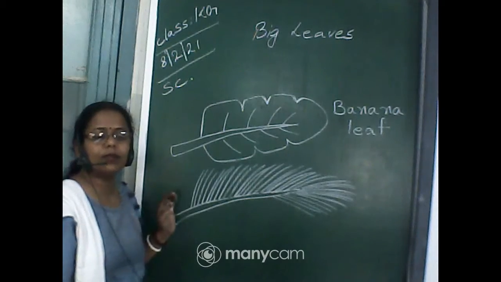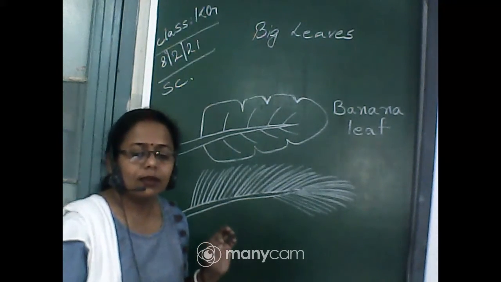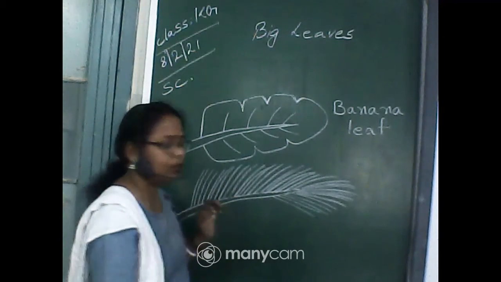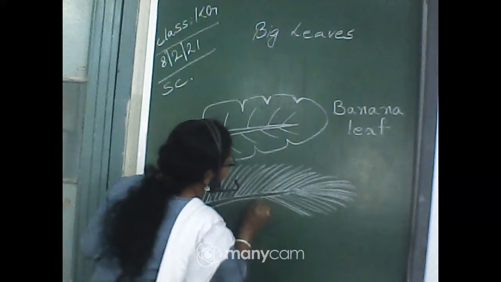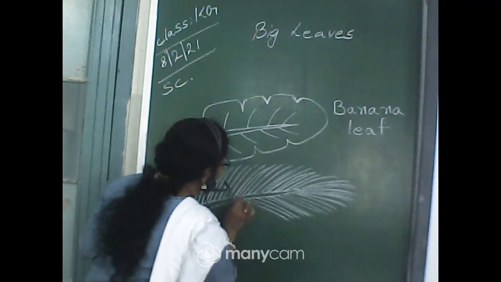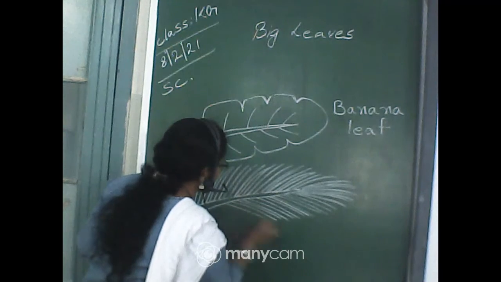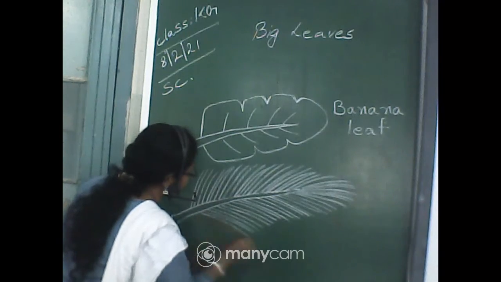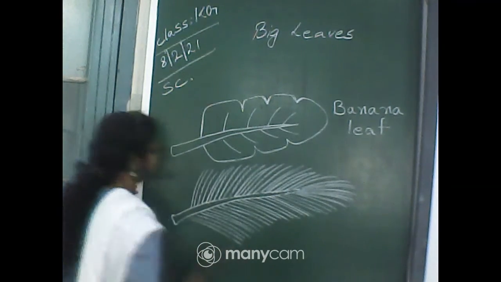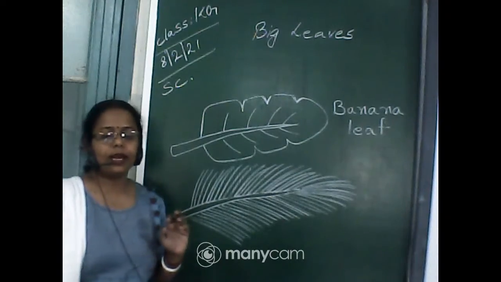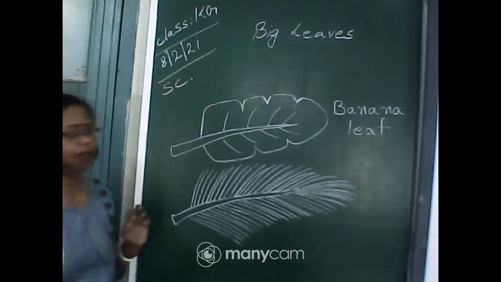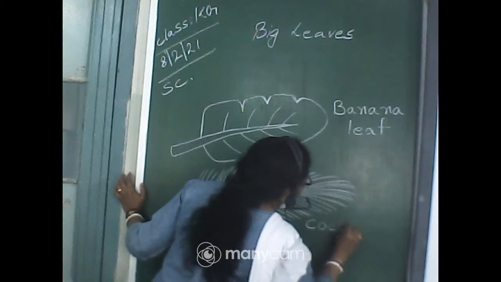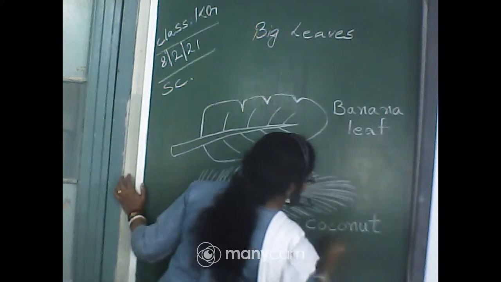Very good, very good, very good. And here I can see Orgho is also drawing, Ritika is also drawing. Very good, beta. So here we are drawing our banana leaf and coconut leaf. So now we will write coconut leaf. Okay, now we will write the name. Coconut leaf.